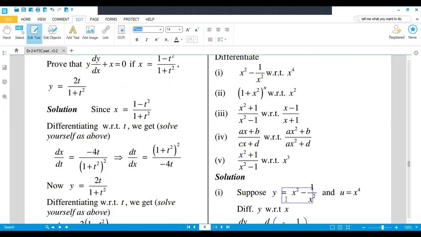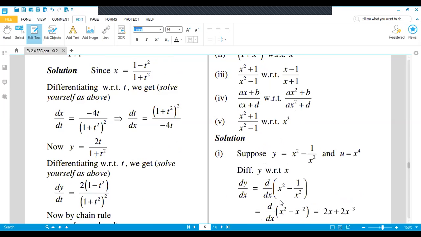Suppose y is equal to x square minus 1 over x square and u is equal to x power 4. Here you have two values. One is x square minus 1 over x square and the second one is x power 4. So this one you differentiate with respect to x power 4. You suppose that this is equal to y and x power 4 is equal to u.